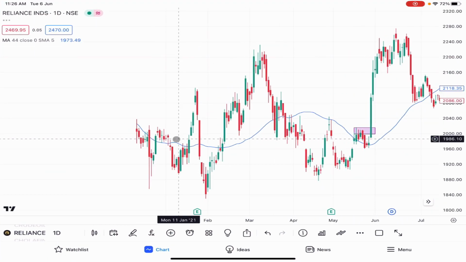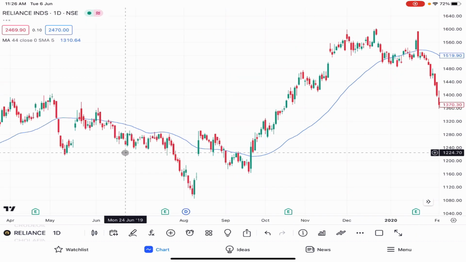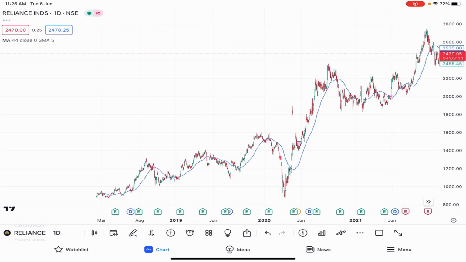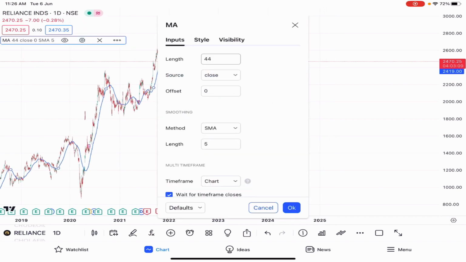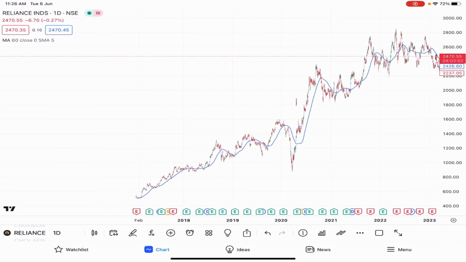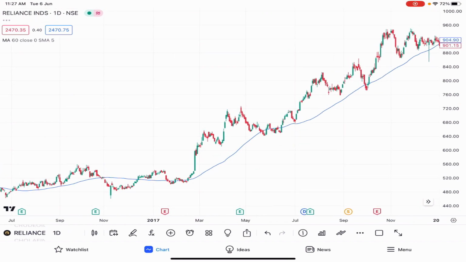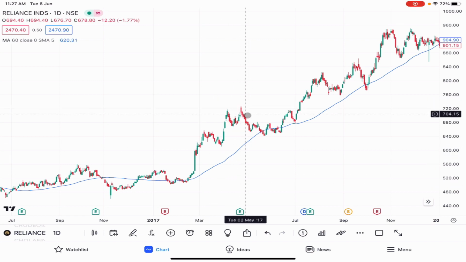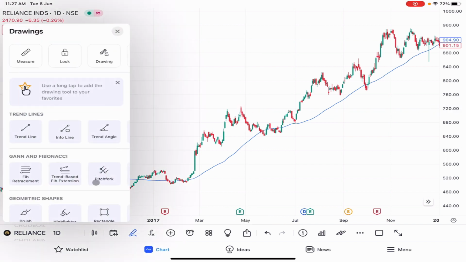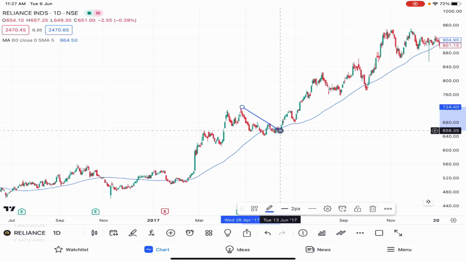Okay, so now I am using the 44 moving average only. Let me go and use a 50 moving average. Let me use a 60 moving average. If you look at this, the moving average is over here and the price is over here. So if the price is over here, it will usually come back because it is so far from the moving average. If you look at this, it is so far from the moving average. So from here what happened? The price came back to the moving average.